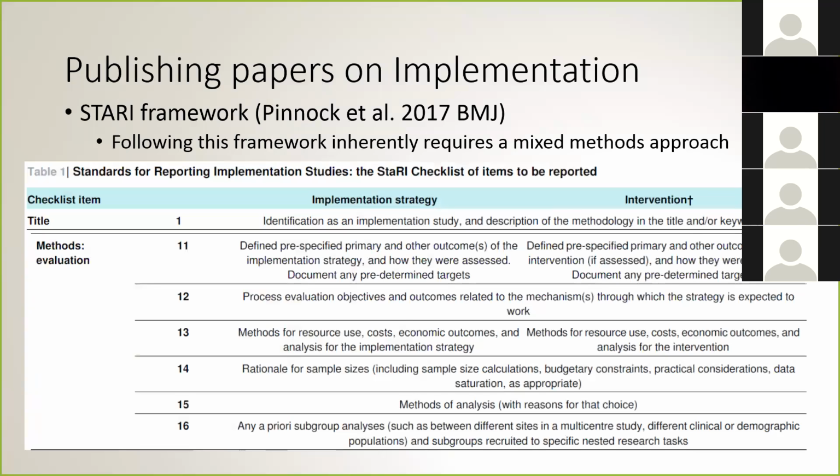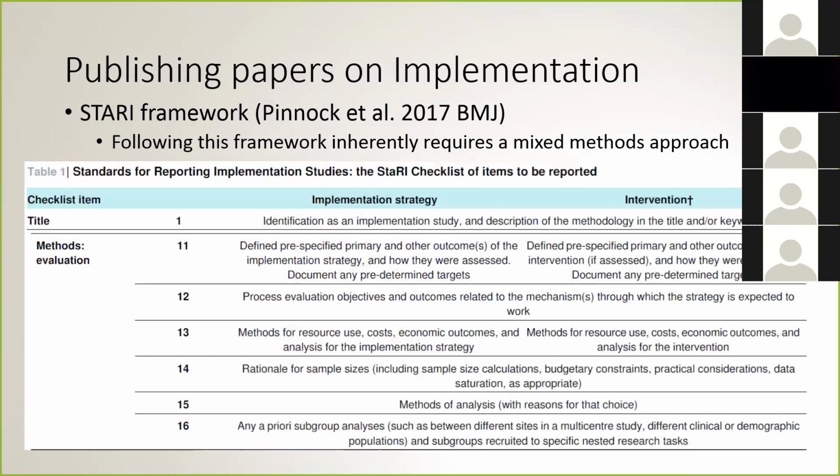So from the very beginning, you want to show that your paper is about implementation. So just like in reporting other types of studies, you want to mention your design. In implementation, you want to put the word implementation in your title. And then here's some of the checklist items for describing your methods of evaluation.